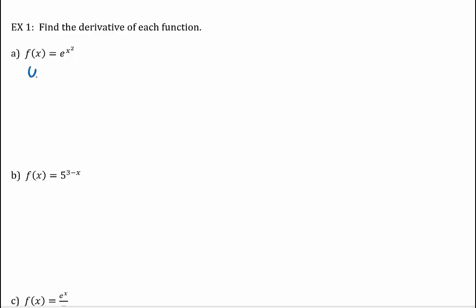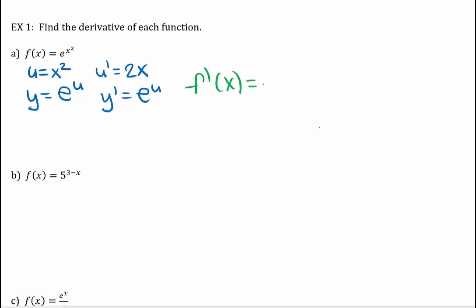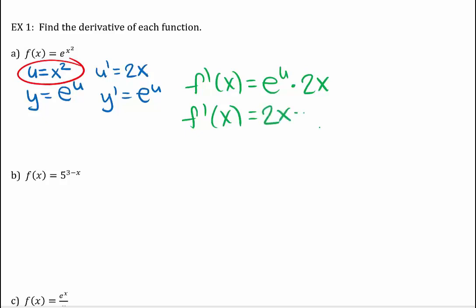I would say that the inside function is the x squared, and then this e to the x squared can be written as e to the u. The outside function is e to the u. So my u prime would be 2x, and here's my new rule: the derivative of e to the u is e to the u. The chain rule says to find the derivative of a composition of functions, we take y prime times u prime. And then finally, we need to change those u's back into x's. If u is x squared, I'm going to write this derivative as 2x e to the x squared.